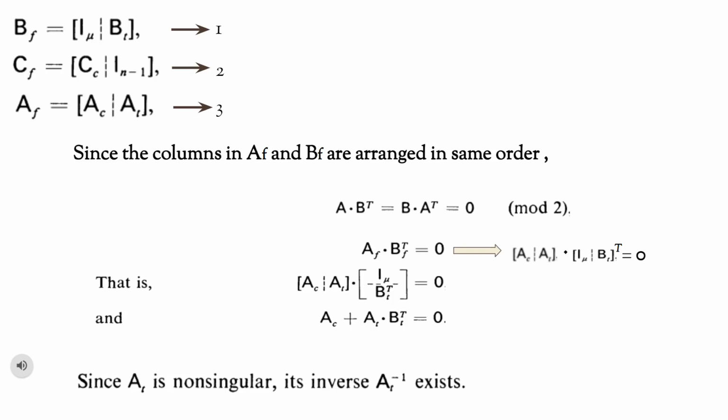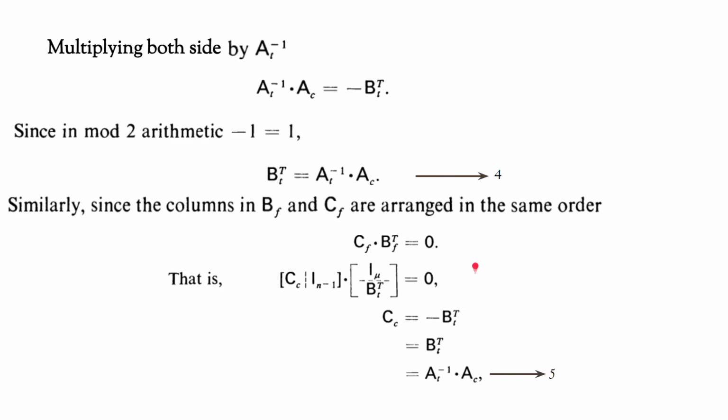Since At is non-singular, At inverse exists. So we need to multiply At inverse on both sides of this equation. By multiplying with At inverse, we get At inverse dot Ac equals minus Bt transpose. Since in mod 2 arithmetic minus 1 equals 1, we can write the equation as Bt transpose equals At inverse dot Ac, which is considered as equation number 4.